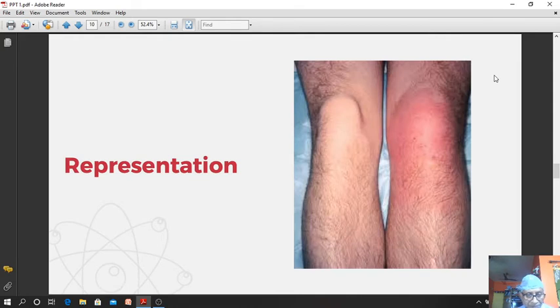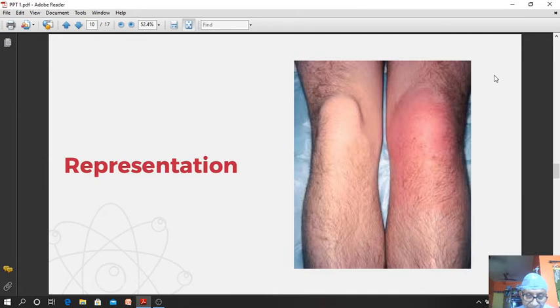Next, this picture shows an inflamed big joint, that is the knee joint, which is very swollen, red and hot. You can compare the other knee joint, which is a normal one. So rheumatic fever affects joints, it affects the heart, it presents with fever.